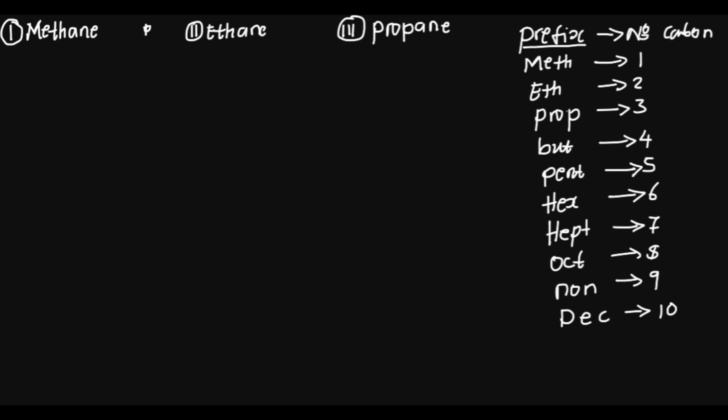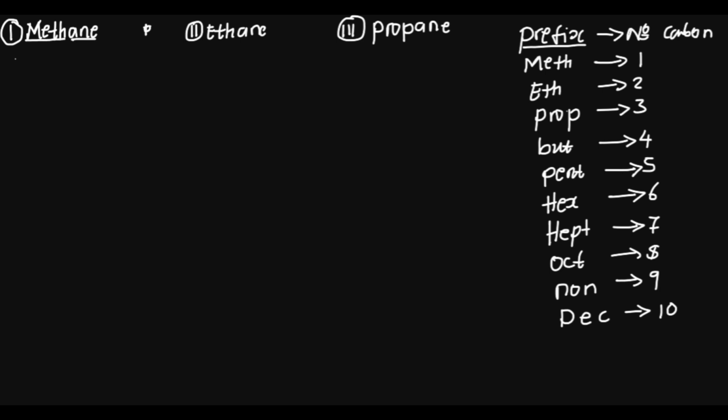The first compound is methane. So we can now break this methane into two groups. The first part here we can see we have meth, and meth we said is one carbon. Then the other part here is ane. The ane is the suffix. This one indicates that the compound we are dealing with comes from the family of alkanes. So how can we write the molecular formula for this one? First we need to write the equation.